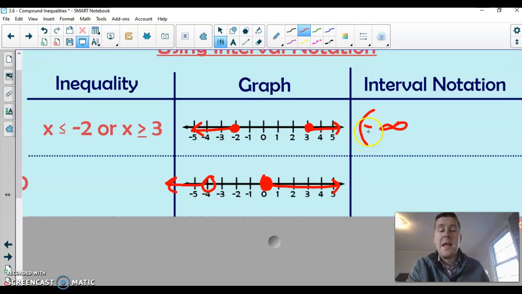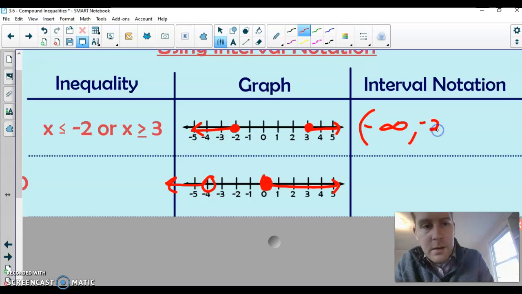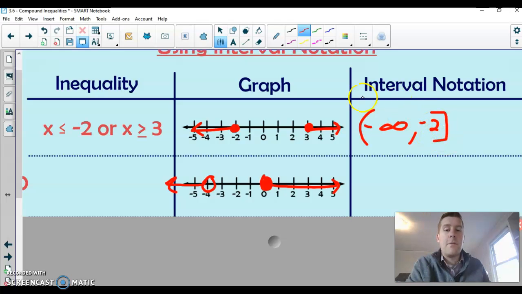And now I want to say where my solutions stop. Here's where they start. They start way off in negative infinity. And then where do they stop? Well, it looks like we stop at, bam, -2. So I'm going to put a -2 here. Now do I use a parenthesis or a bracket? Well, since I have a closed circle at -2, that means -2 could be a solution, and that means we're going to use a bracket. We use a bracket whenever in the graph we use a closed circle.